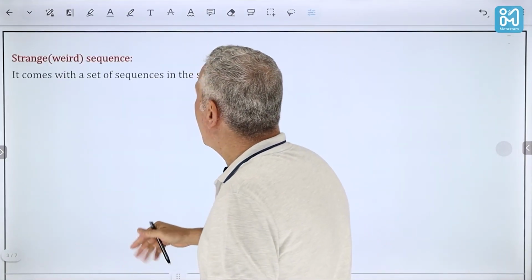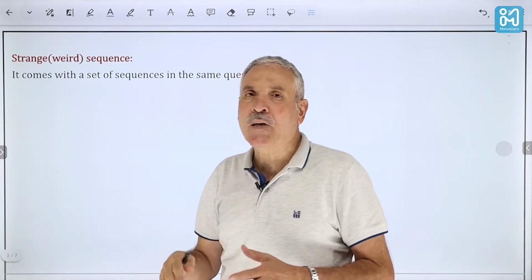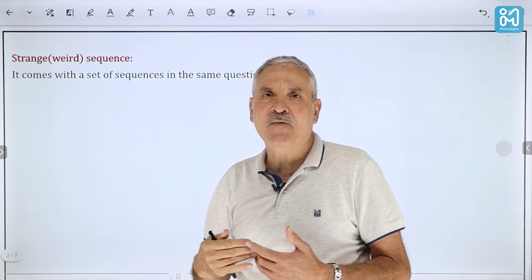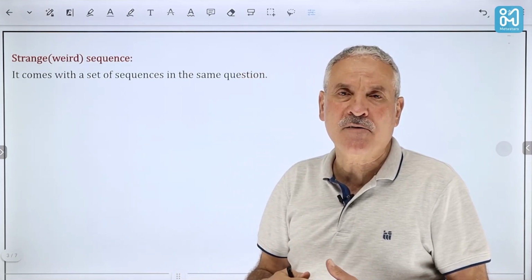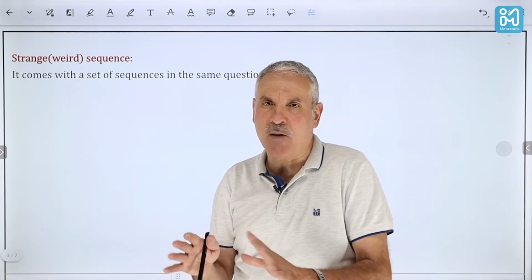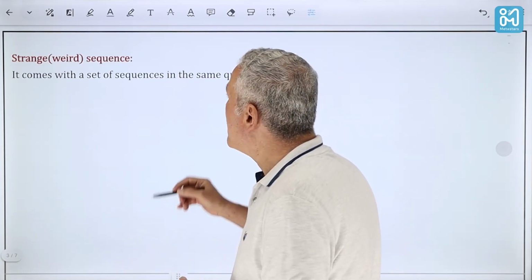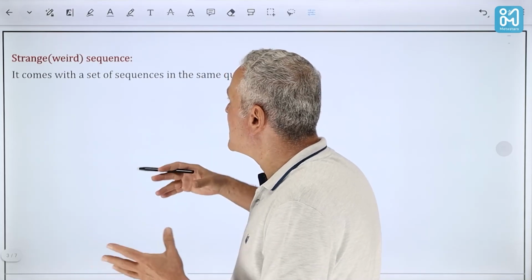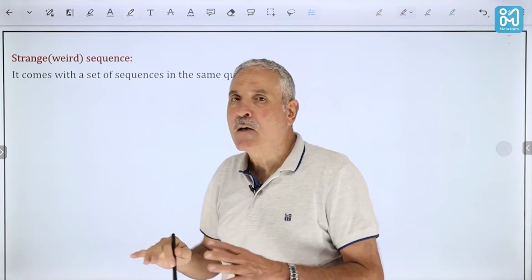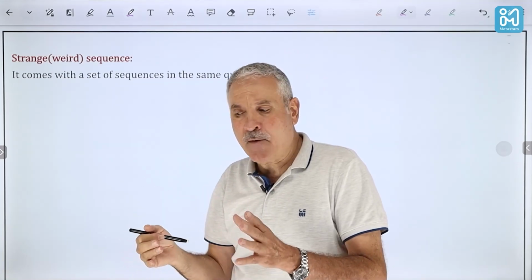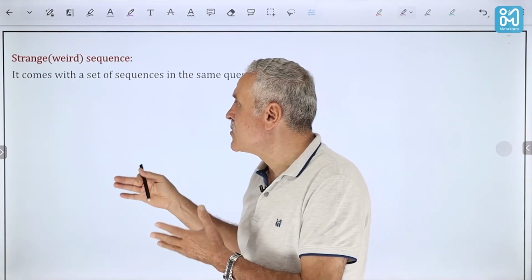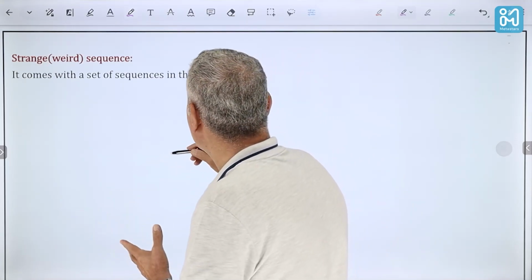And now let's say we have, I call this strange or weird sequence. A sequence that I would say is very, very difficult to find the nth term of if it was given to you by itself in the question, and they won't do that. Instead, they may give you a set of sequences in the same question. And a sequence could be compared to those, and I've showed you this in I think the second class of this topic, but I'm going to show you that again.